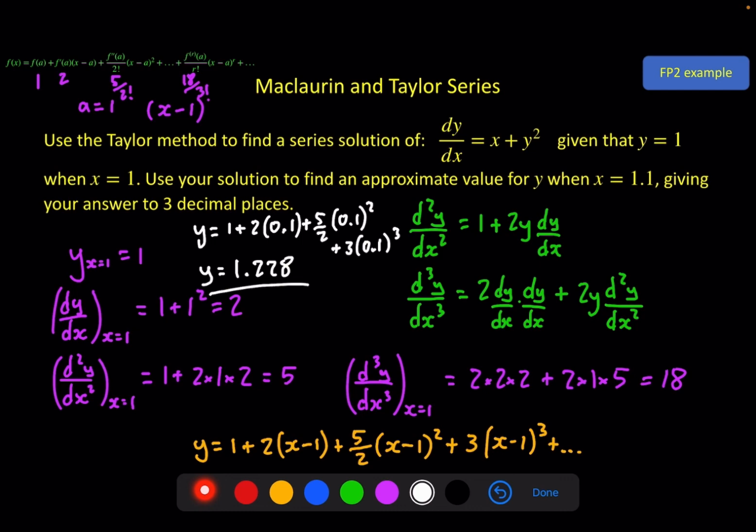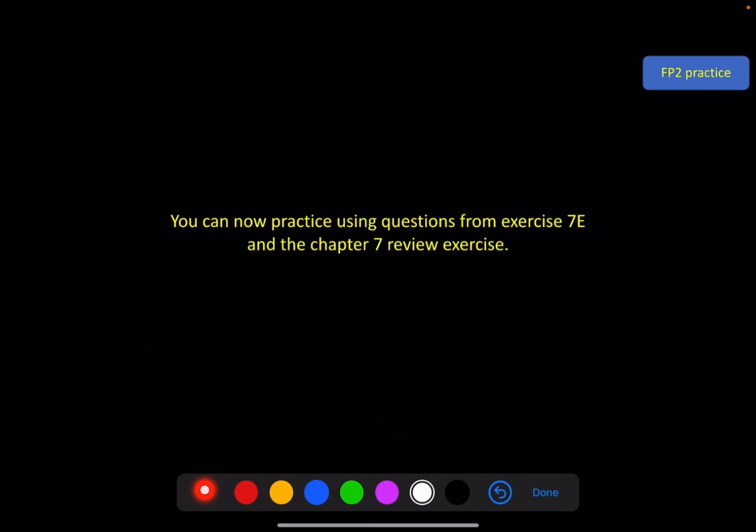These questions are so similar each time you do them that I am only going to leave it at those 2 examples, and I think that will already be enough for you to have a go at the questions in exercise 7e, and then the chapter review questions for all of the work we've done on Maclaurin and Taylor series, and maybe I'll see you for the final chapter in FP2, polar coordinates.